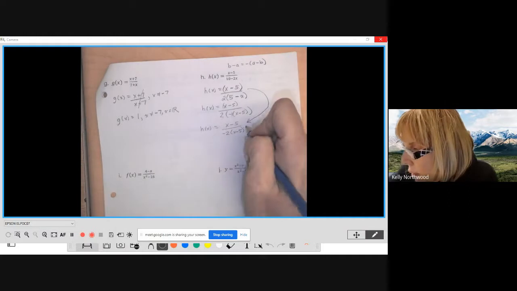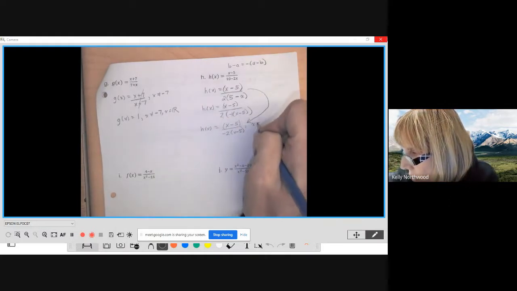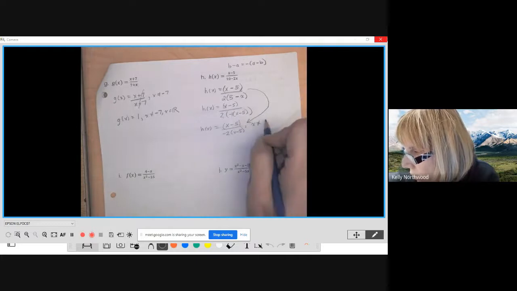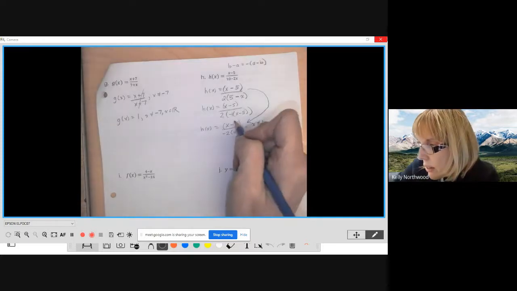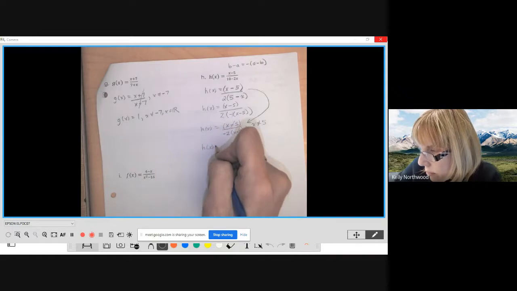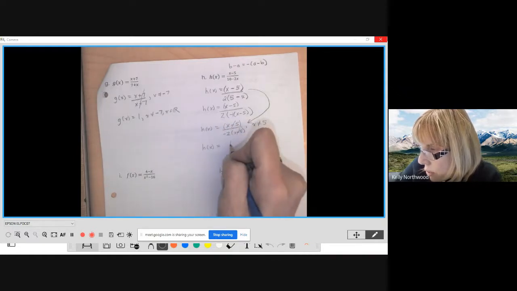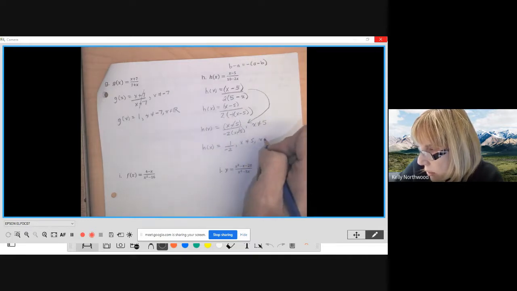Then before we cancel these out, we have to restrict the denominator, so x can never be 5, because 5 minus 5 is 0. And now it's okay to divide the x minus 5s out. So that's going to give us a 1 in the numerator, negative 2 in the denominator. x can't be 5, but it can be any other real number.